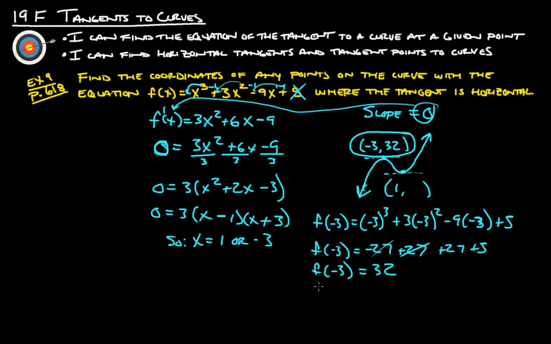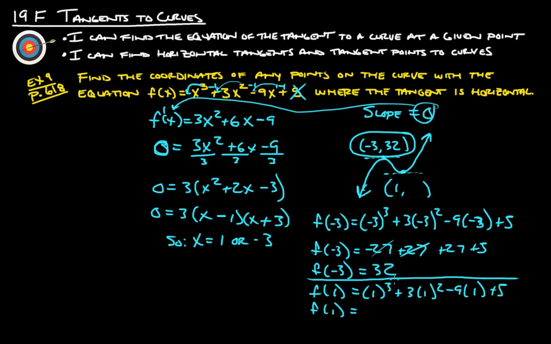And then we just got to find the other point, which is f of 1. That's a separate problem here. So we do 1 cubed plus 3 times 1 squared minus 9 times 1 plus 5. That gives us 1, and 3 times 1 squared is plus 3, minus 9 plus 5. And if you do the math on that, we get 0. So there's 2 points. It says find the coordinates of any points on the curve where the tangent is horizontal. Here are the two points.